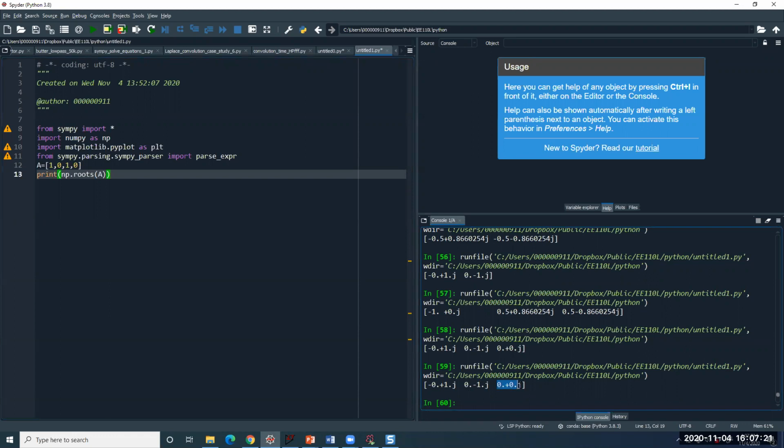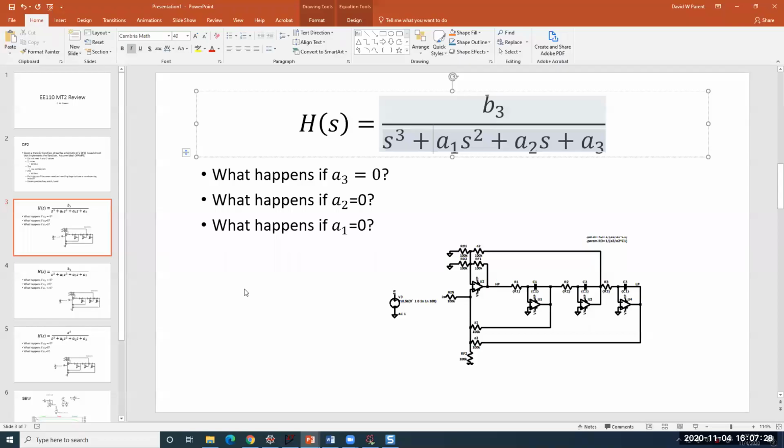And so here I got a pole at 0, and then a pair of complex poles at plus or minus j, right?